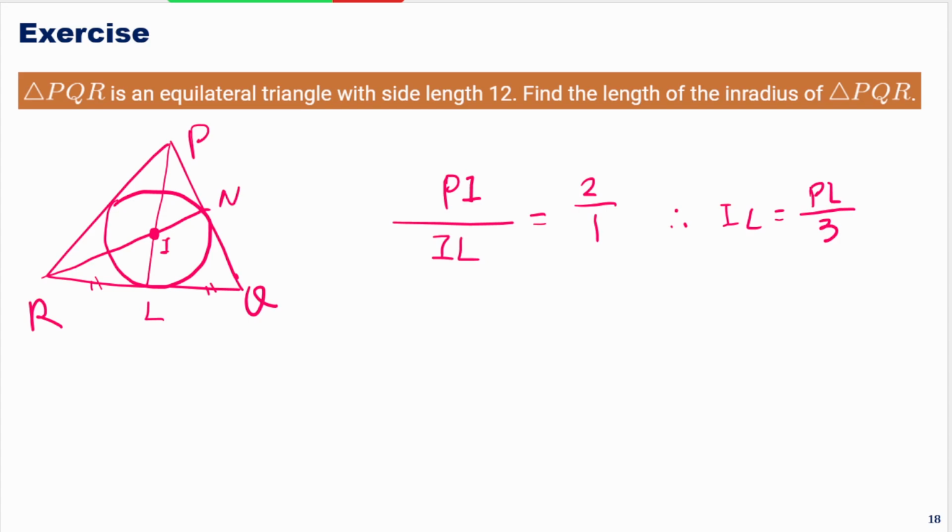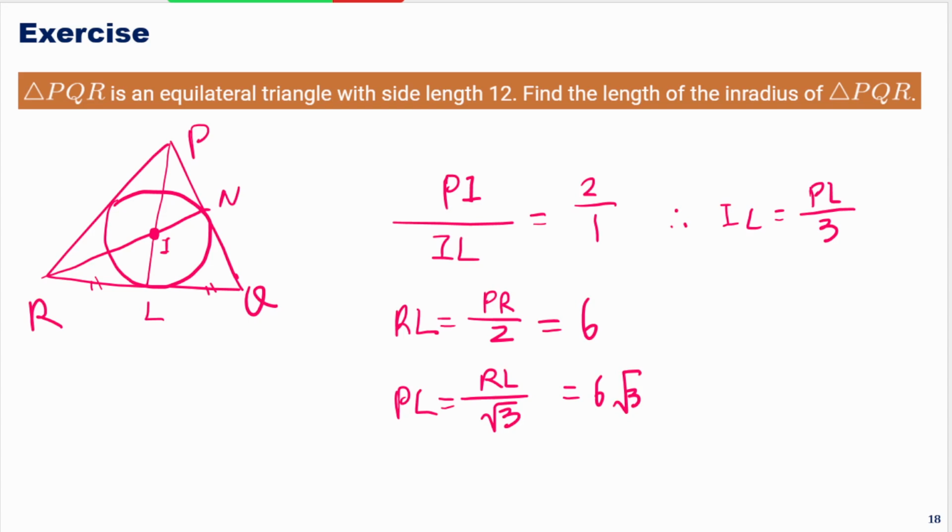Again, triangle PLR is a 30, 60, 90 triangle. So we have RL equals PR over 2, which is 6. And PL equals RL times square root 3, which is 6 square root 3, right? Finally, we have IL equals PL over 3, and this gives 2 square root 3, right?